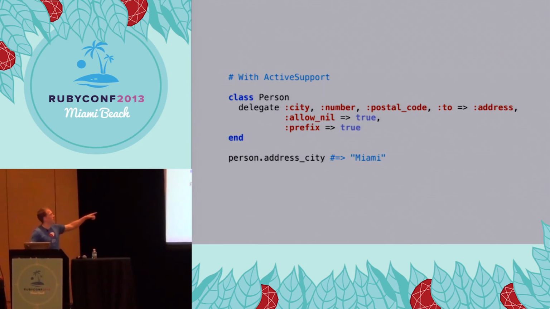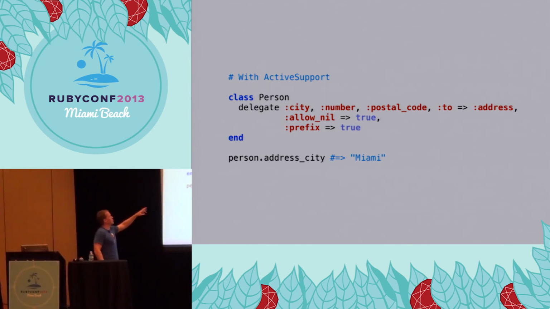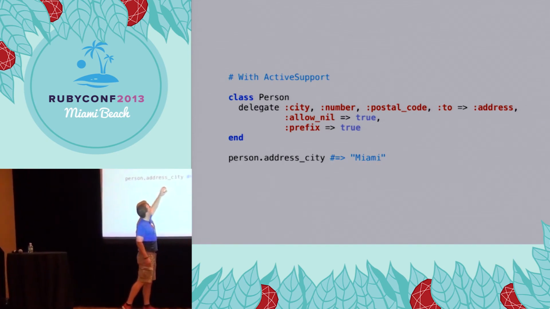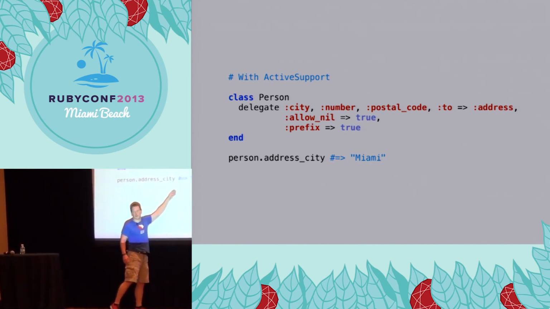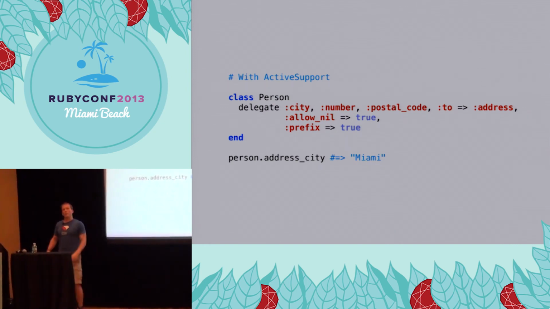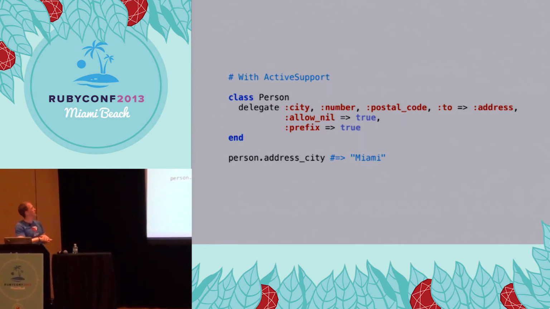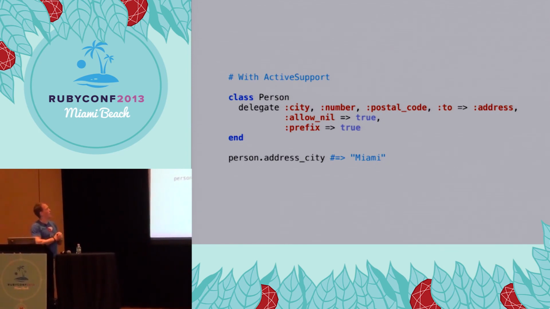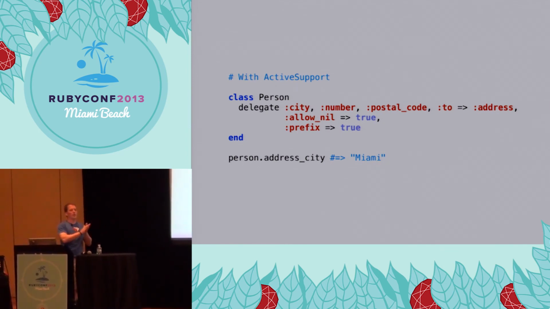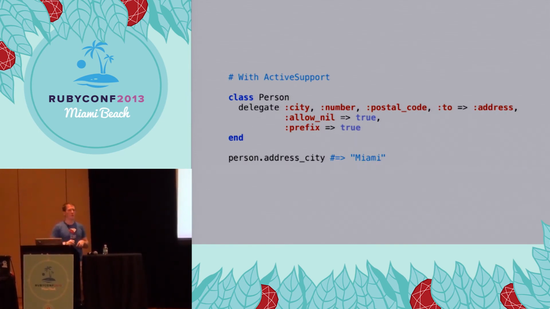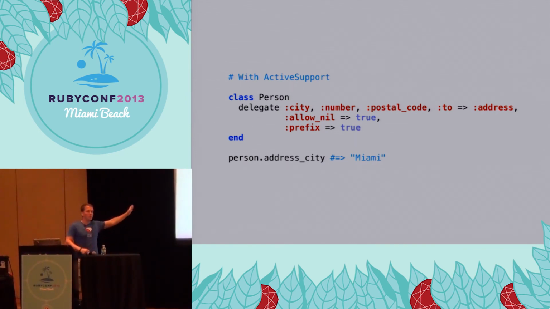But the other thing it does is it allows you to say prefix true, and it will automatically figure out what that is and define the method as address city. So that helps you create the interface that you want for this person class without revealing that there actually is an address object, and that object has other things. So you can build a library for something and adhere to this interface that you design and change the implementation later.